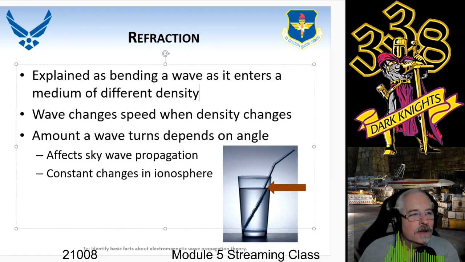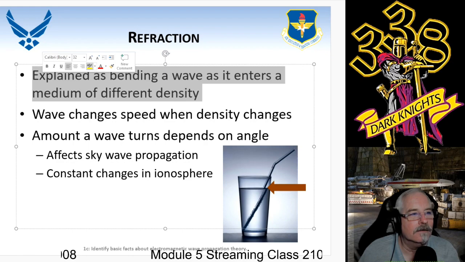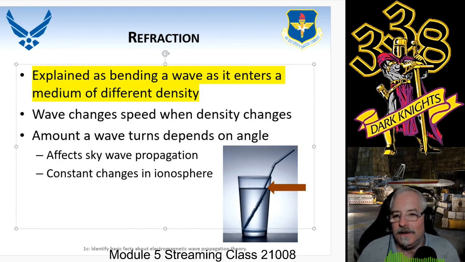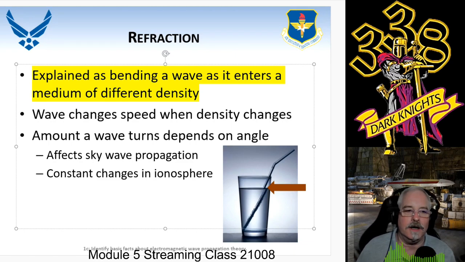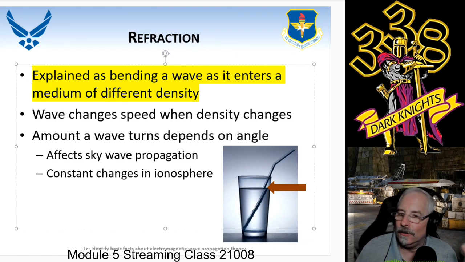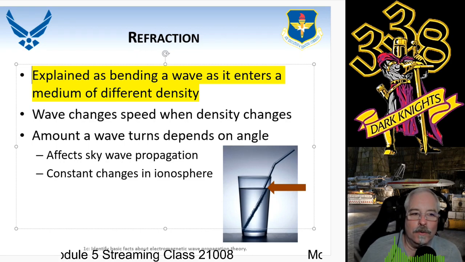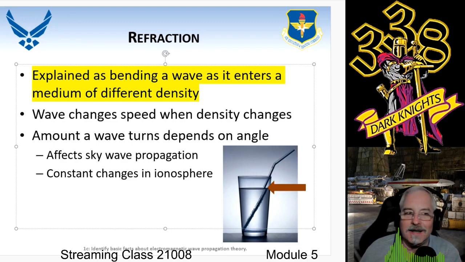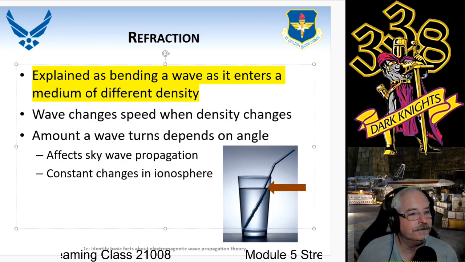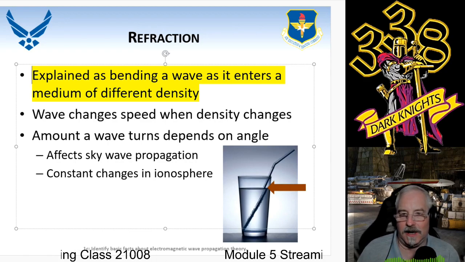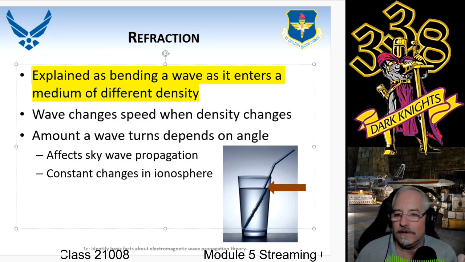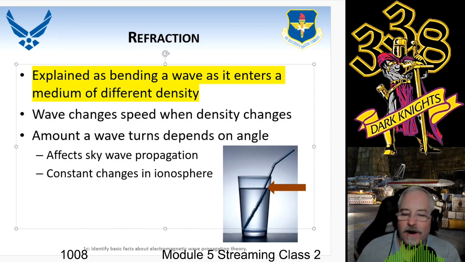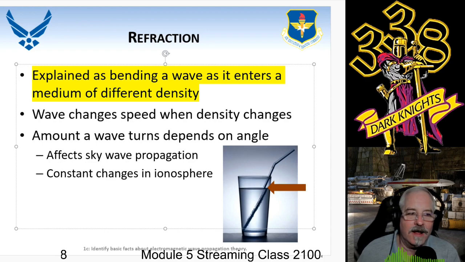Key part on this one right here: bending of a wave as it enters a medium of different density. In other words, when you're looking at this straw, you're looking from the outside and you're going through one, the glass, and two, the water. So you've got two different densities before you actually see the straw. The big thing is this is how HF is propagated through space. They do more refraction than they do reflection.